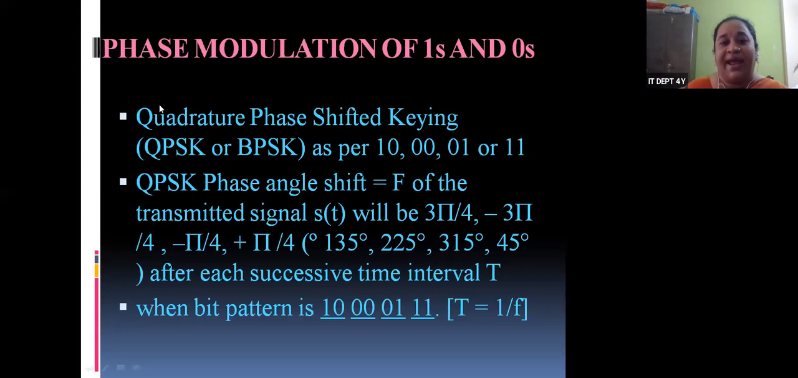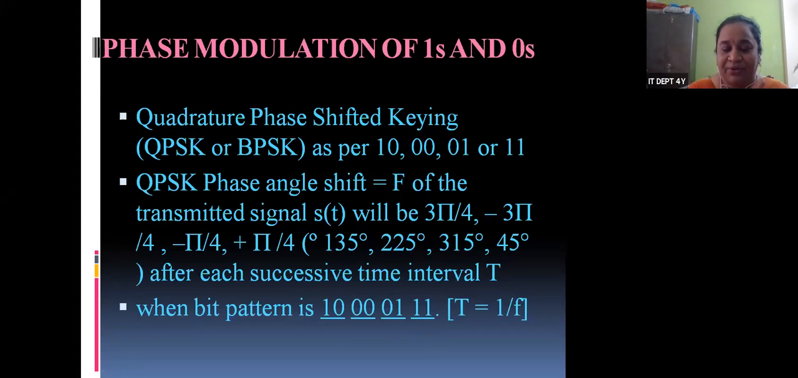And what these four angles represent is 3 pi by 4, minus 3 pi by 4, minus pi by 4, plus pi by 4. That is 180 by 4 plus 180 by 4, minus 180 by 4, and 3 into 180 by 4, minus 3 into 180 by 4. What are those degrees? 135 degrees, 225 degrees, 315 degrees and 45 degrees, representing 10, 00, 01 and 11. Right?